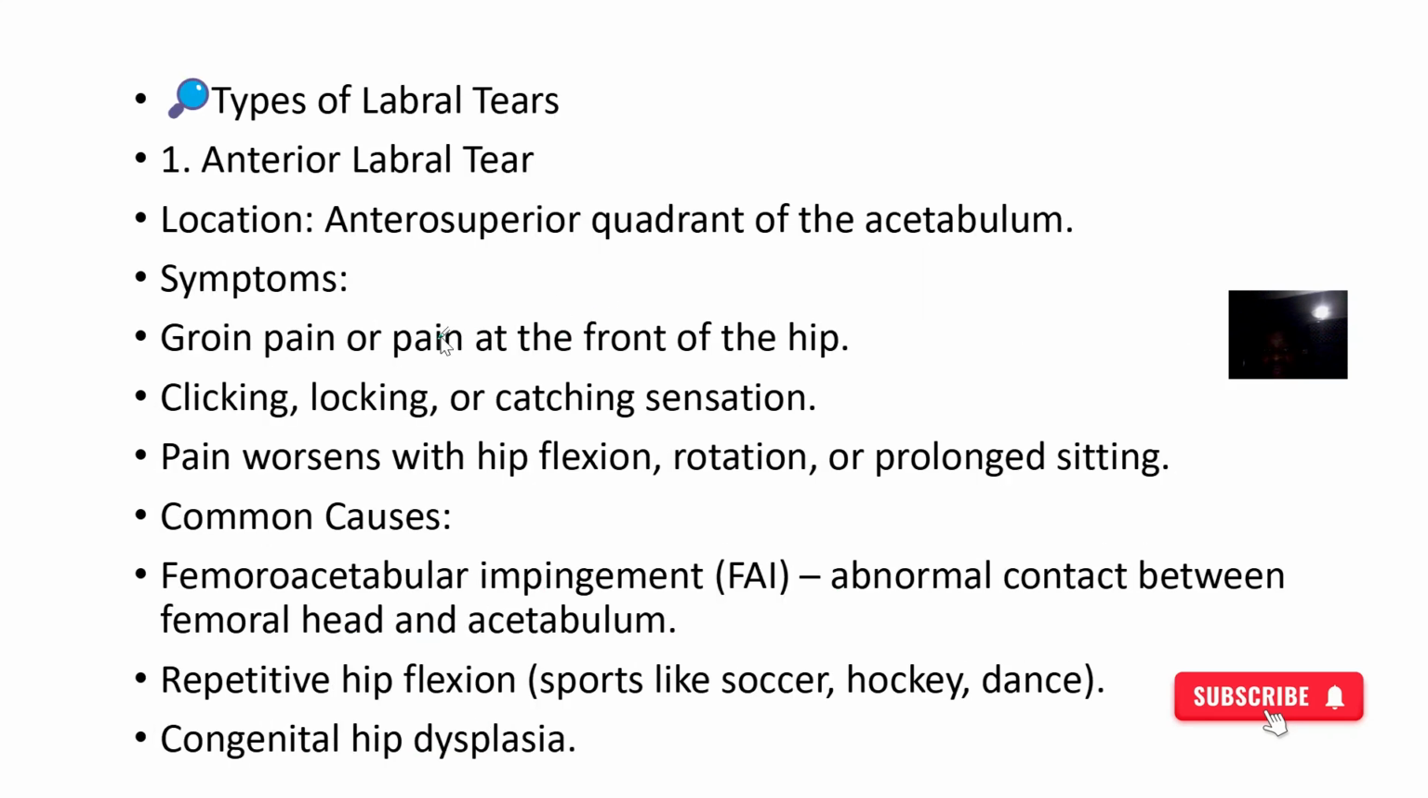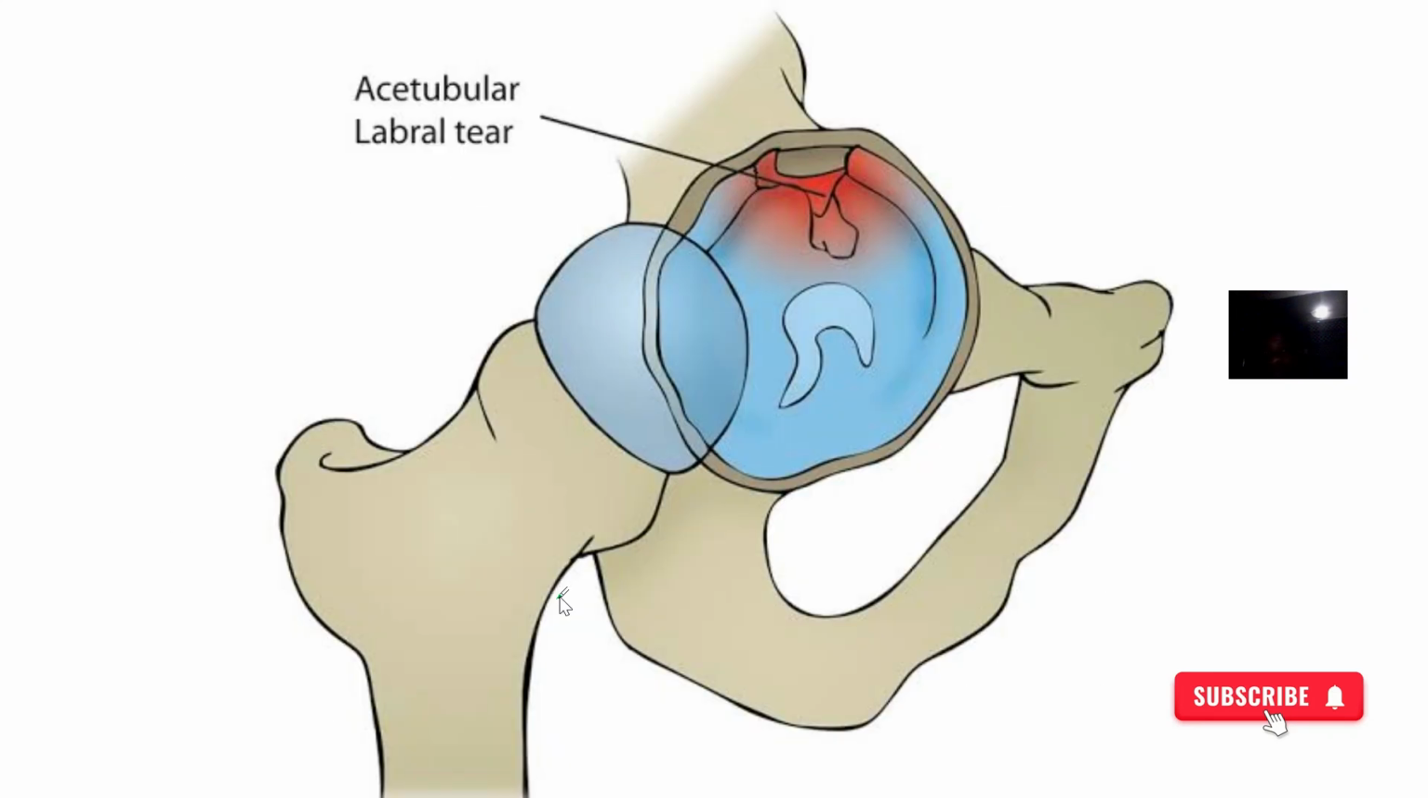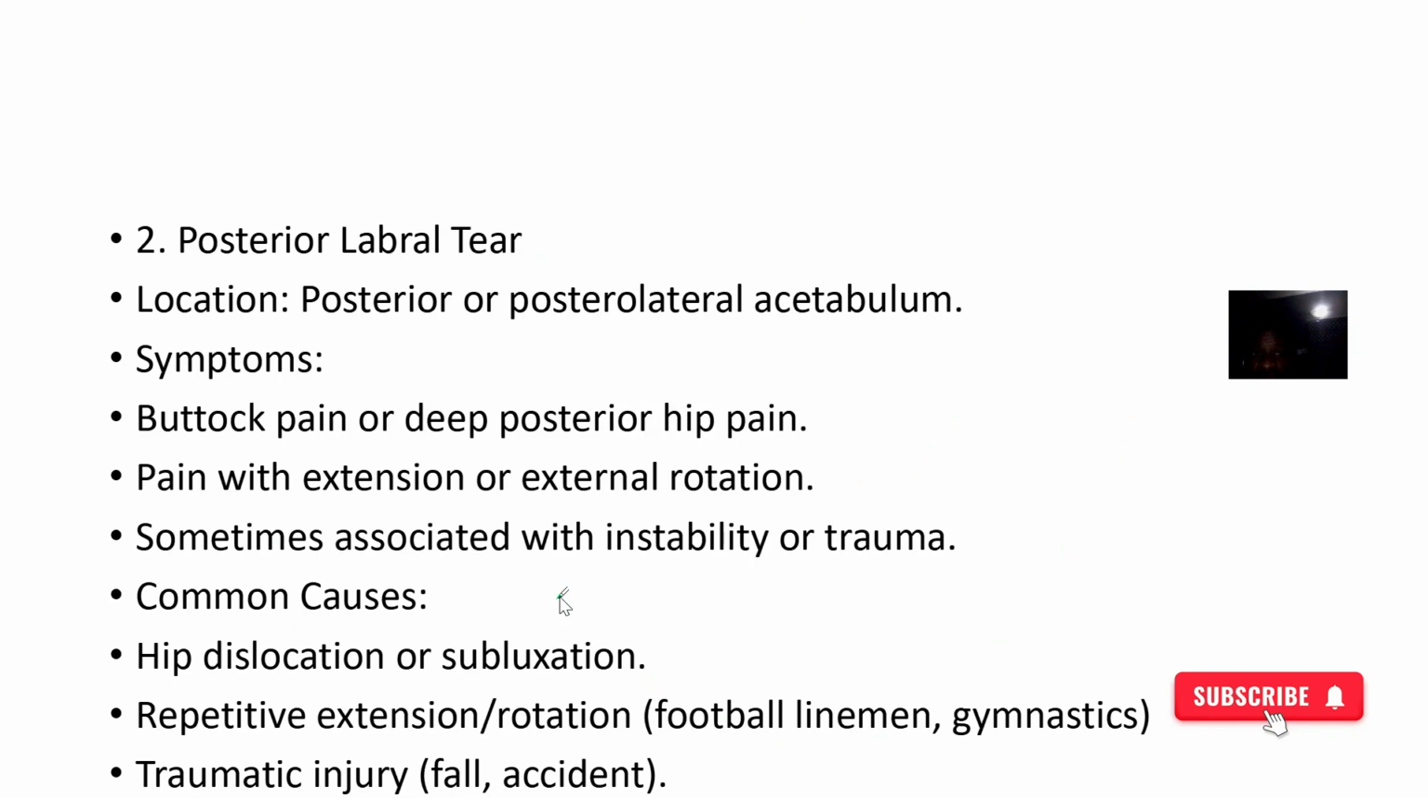Anterior just simply means it's occurring in the front. So there's a lot of pain, clicking, locking, catching sensation, and the pain worsens when you flex. Okay, that's when you try to use the front. It could be due to femoroacetabular impingement, repetitive sports where you're moving your legs a lot, or congenital hip dysplasia. Then the posterior one is occurring at the back.